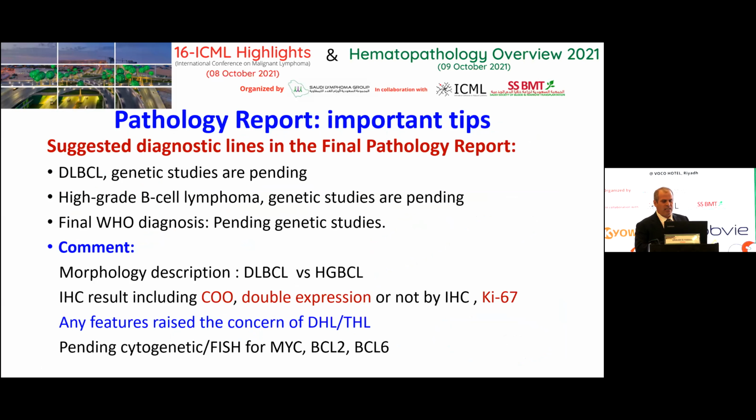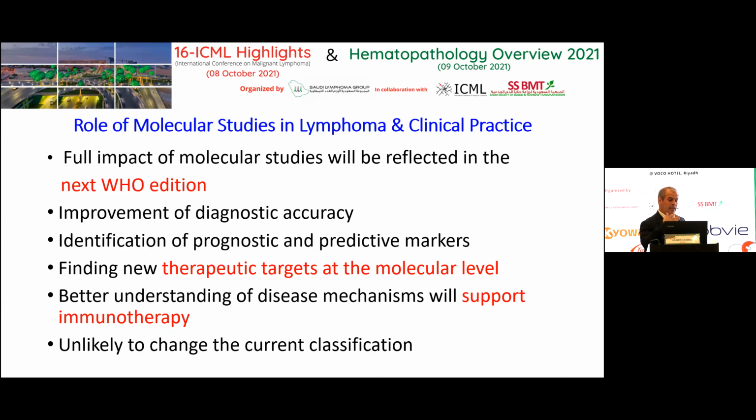So in such a case, the pathologist should write, according to the morphology, it is diffuse large B-cell lymphoma, genetic study pending, or high-grade B-cell lymphoma, genetic study pending, and the final WHO diagnosis pending on genetic study. You have to comment on the morphology, whether it is more diffuse or high-grade B-cell lymphoma. For immunohistochemistry, you have to mention the cell of origin, double expression of BCL2 or BCL6, Ki-67, and any feature raising the possibility of double hit or triple hit, like aggressive morphology. Pending cytogenetics should be in the preliminary report. And as Dr.